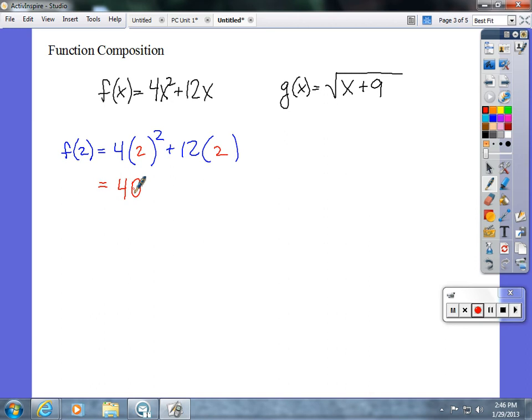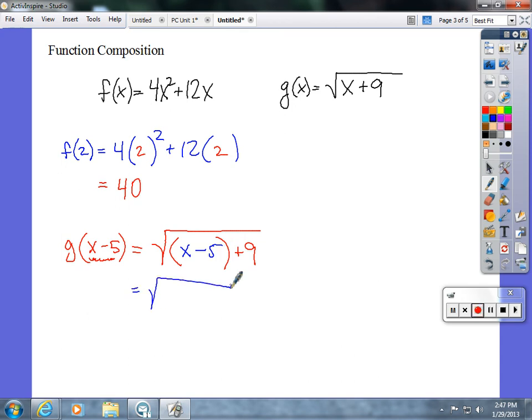Let's suppose that they were asking us what g of x minus 5 is. In this case, we're going to take the whole expression x minus 5 and substitute that into the g equation in place of the x. So we'll be substituting an x minus 5 into that equation, and then simplify when possible. So in this case, we would end up with the square root of x plus 4, since minus 5 and plus 9 ends up being plus 4.